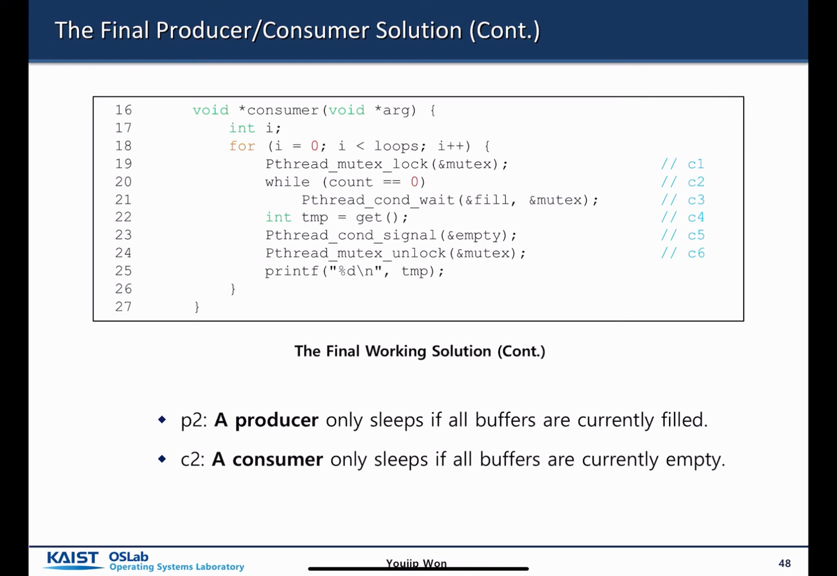Likewise, the consumer does a similar thing, but in the opposite way. First, it checks if the count is 0 or not. It means that the buffer is completely empty. If the buffer is completely empty, then there's no contents to consume, so the consumer thread has to be put into sleep, waiting for some contents to be created in the buffer. So it has to wait, and after it gets out of the sleep, it consumes the contents from the buffer and signals that there are some empty slots available in the buffer. Okay, so this is the final working solution.